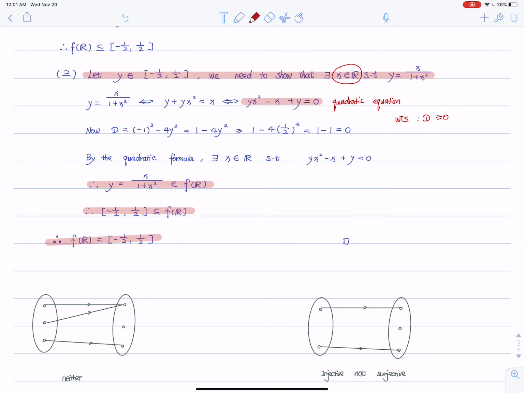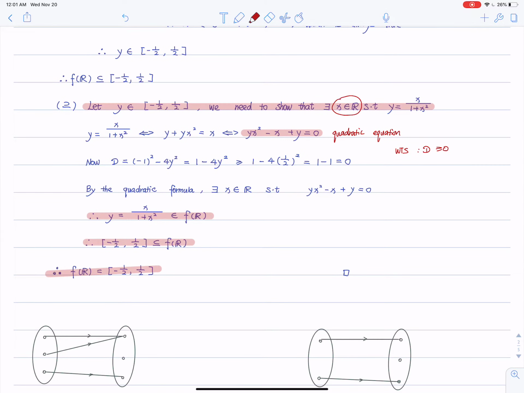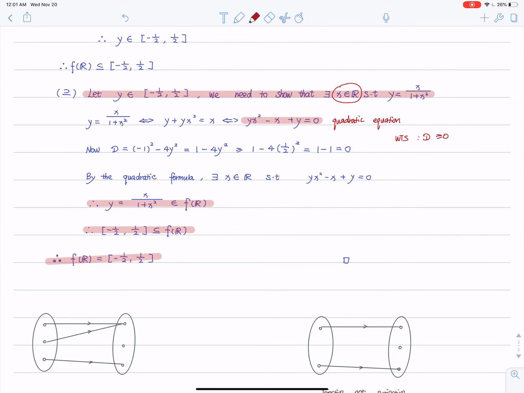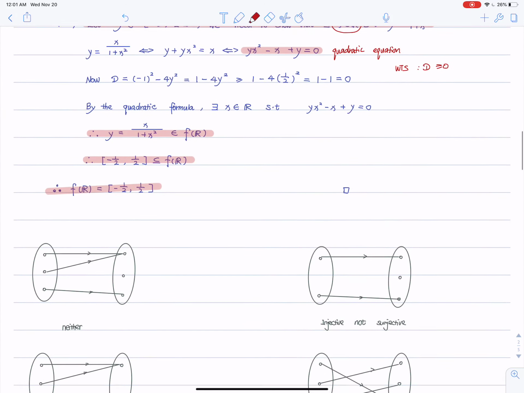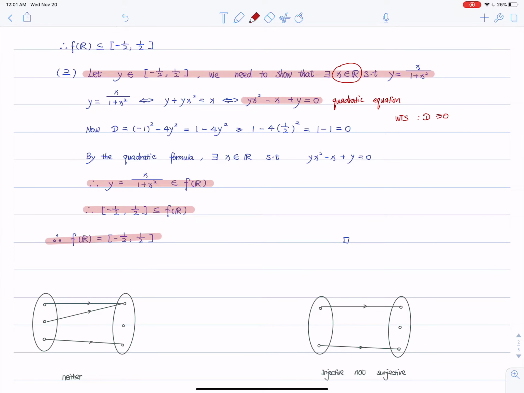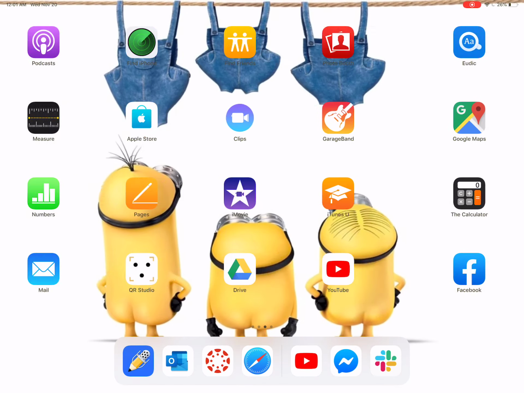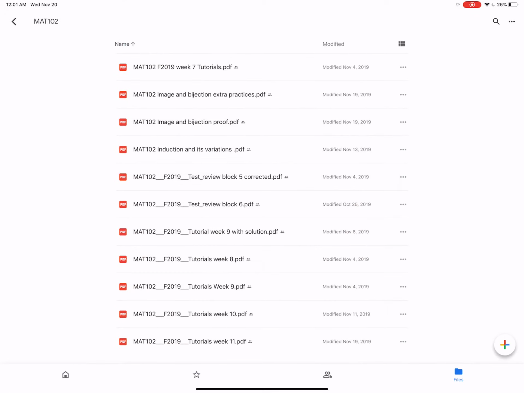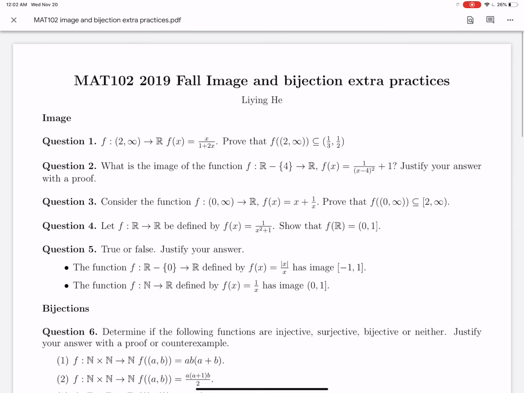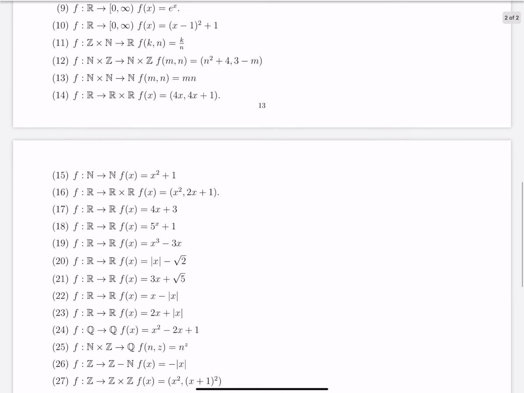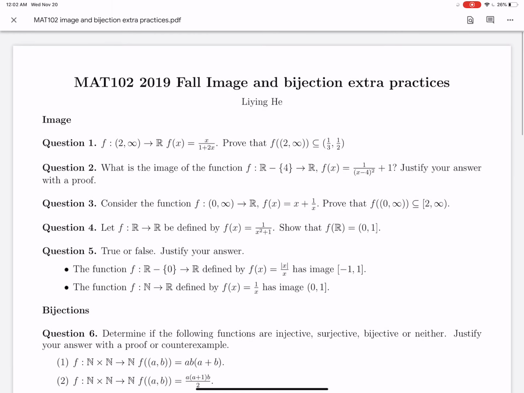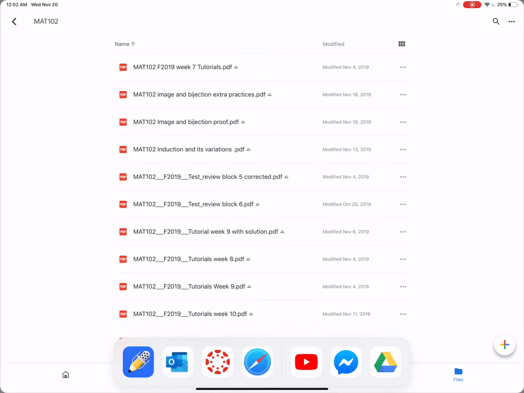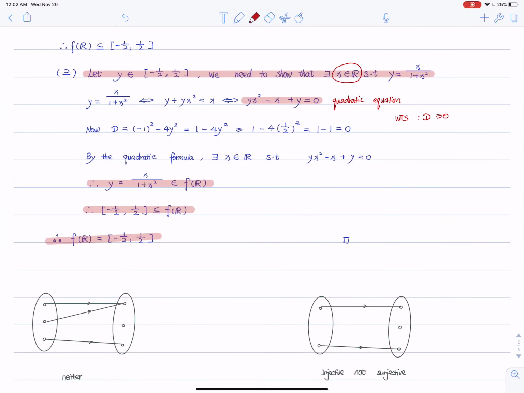I hope you understand at least like 80% of this. If not, I forgot to mention this, if not, I posted some extra practice questions. It's in the Google Drive right here. It's called Image and Bijection Extra Practices. So I posted quite a lot of questions that you can practice. If you've done all the textbook questions, go ahead, try them out.